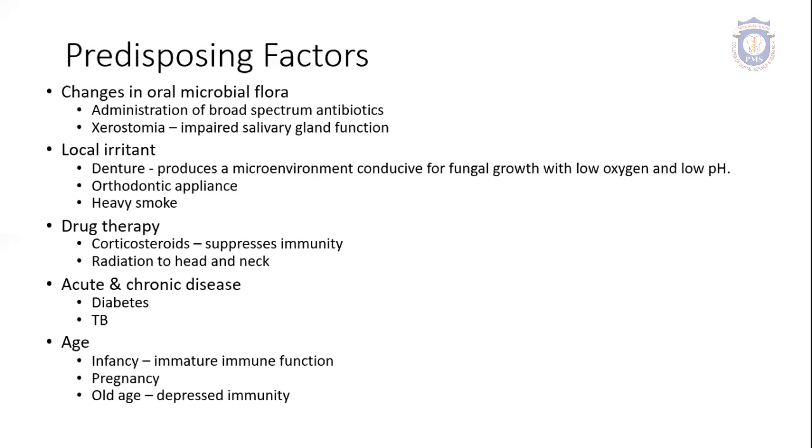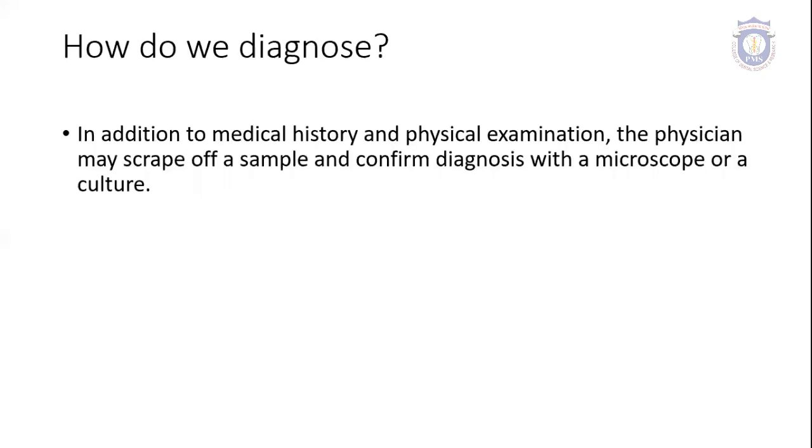It could be seen in corticosteroid therapy, which suppresses immunity, or radiation to the head and neck region. It's also seen in diabetes or tuberculosis, or in infancy where there is immature immune function, pregnancy, or old age where there is depressed immunity.